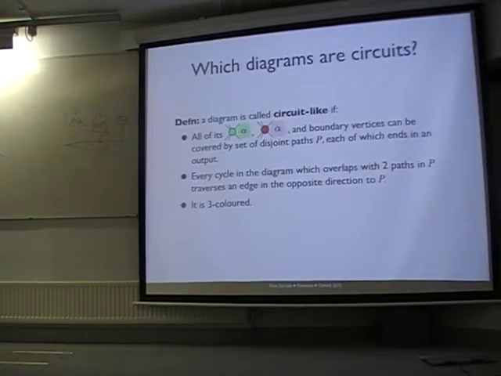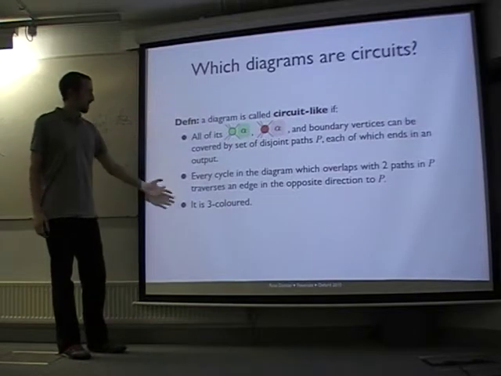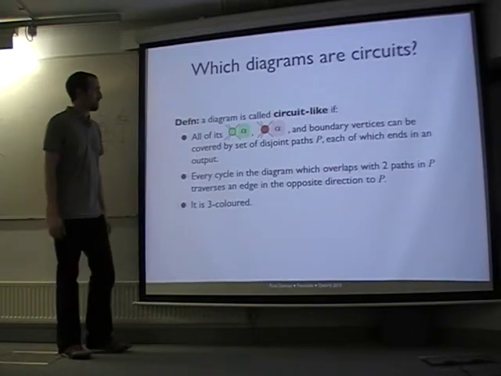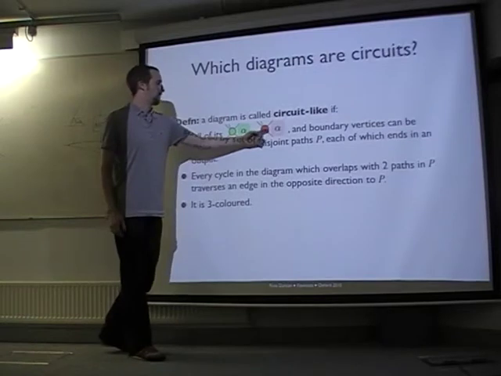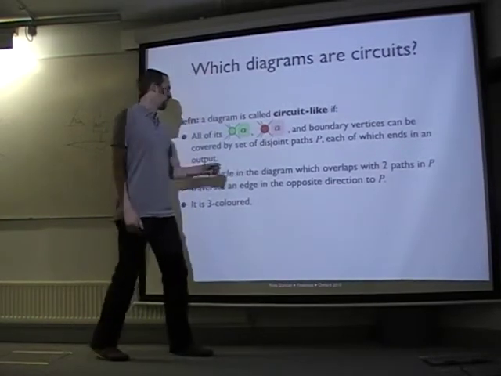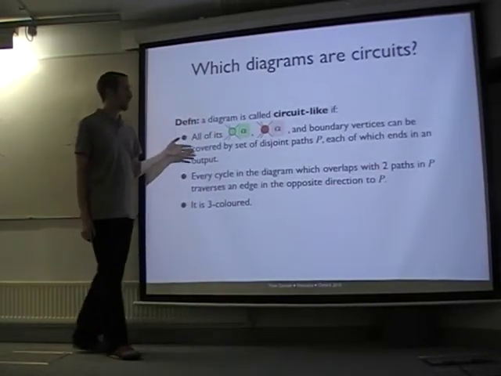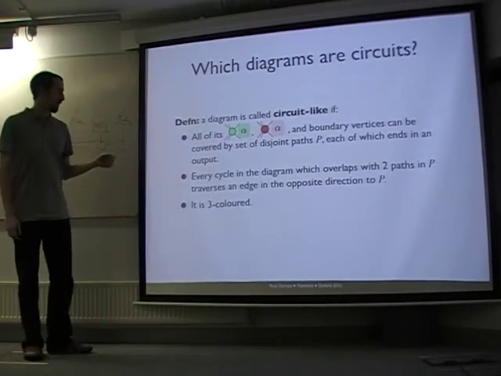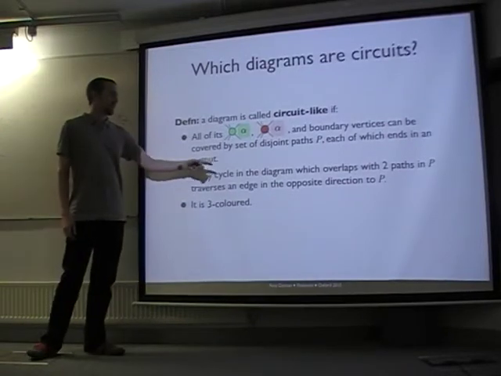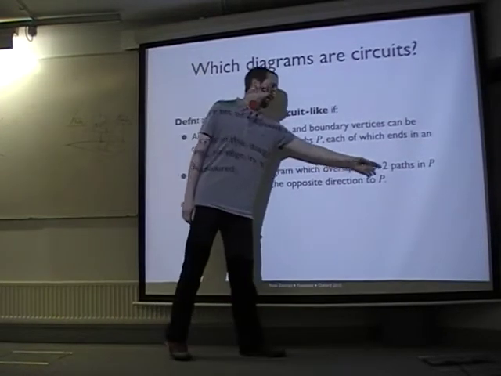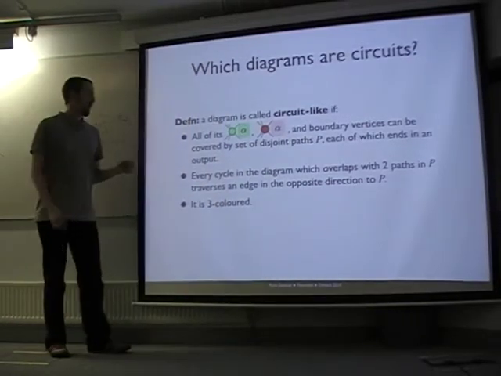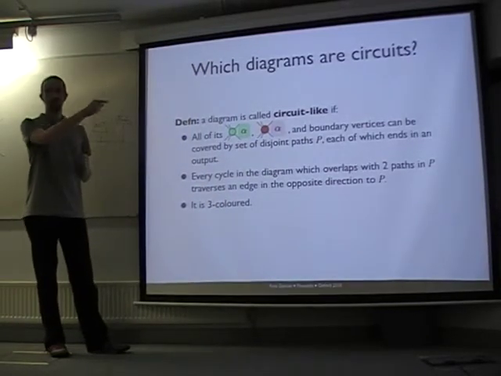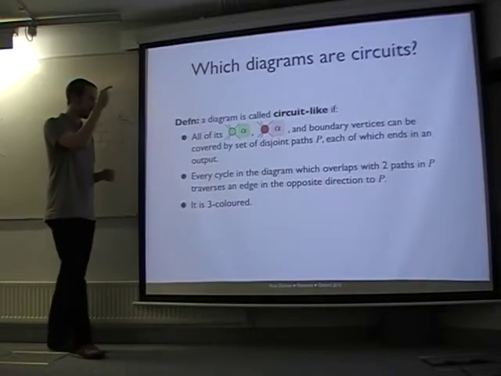So the first question we can ask, since we can give these things interpretation as linear operators, is which diagrams are quantum circuits? And so you have this slightly complicated looking condition here. What it says is that if I have the green dots and the red dots and all the boundary points, I should be able to cover them with a set of disjoint directed paths, each of which should end in an output. And every cycle in this diagram which overlaps with two paths of this path cover has to traverse an edge in the opposite direction to the path. This is kind of a causality condition.